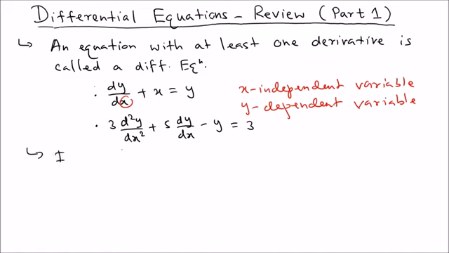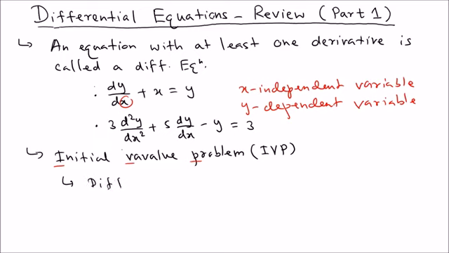So the next one is initial value problem. In short, we call this IVP. So when you see IVP, that means initial value problem. What is an initial value problem? An initial value problem means a differential equation plus initial condition. If you are given these two pieces of information and asked to solve the problem, we call it an initial value problem.